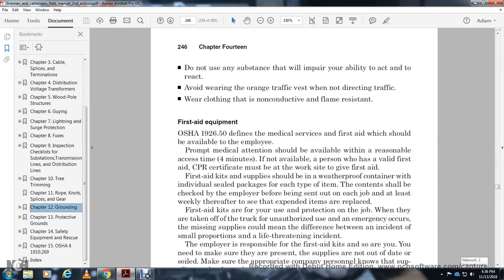A CPR certificate must be on the work site, along with a first aid kit supplied in a weatherproof container with individually sealed packs for each type of item. The contents should be checked by the employer before being sent out on each job, and at least weekly thereafter, and expended items are replaced.